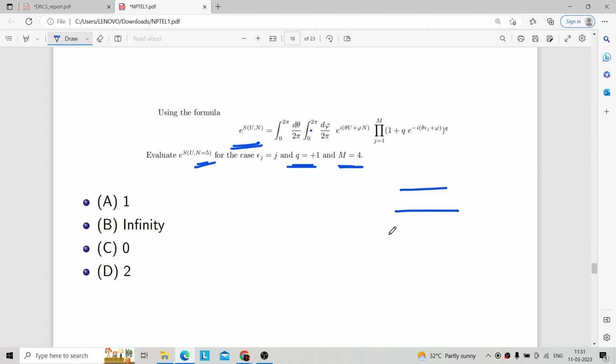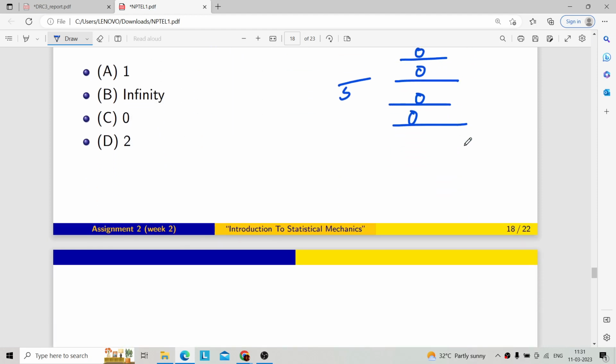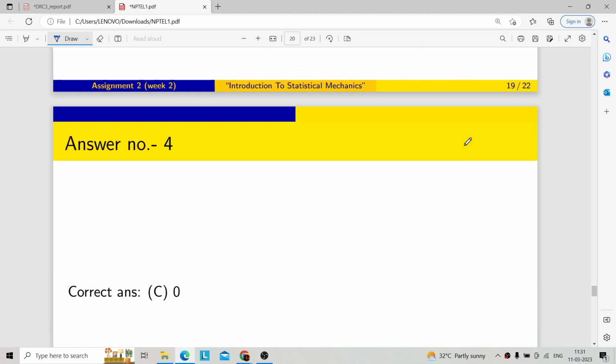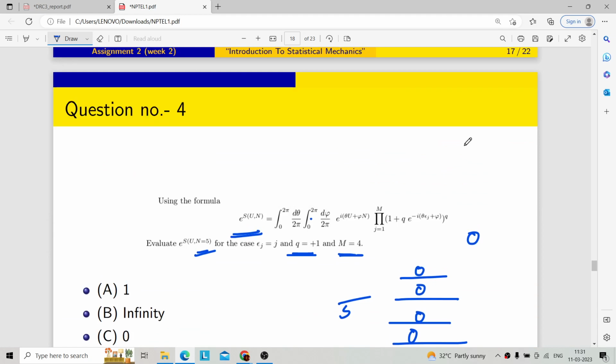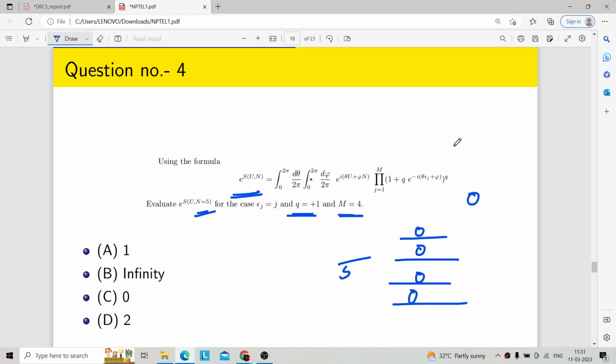We have 4 levels, but we have 5 particles. How will you arrange them? We can't. If they are fermions, only one will be left over. So there is zero way of arranging this.